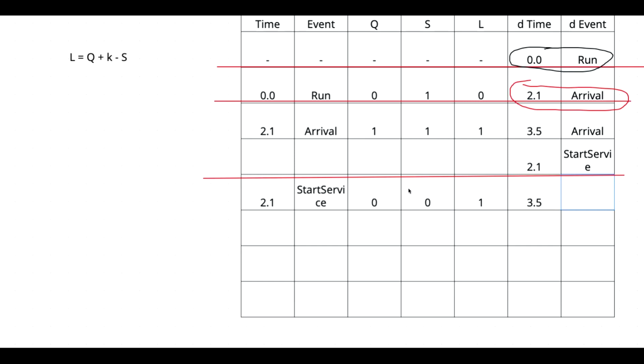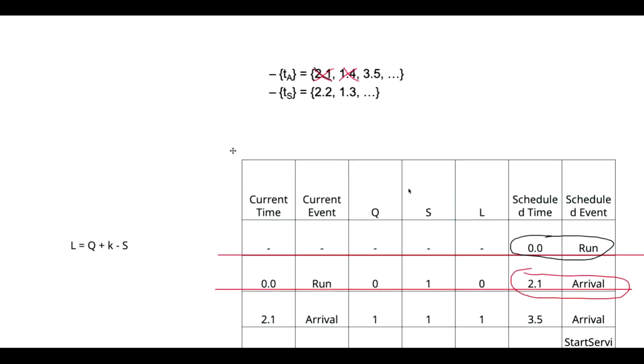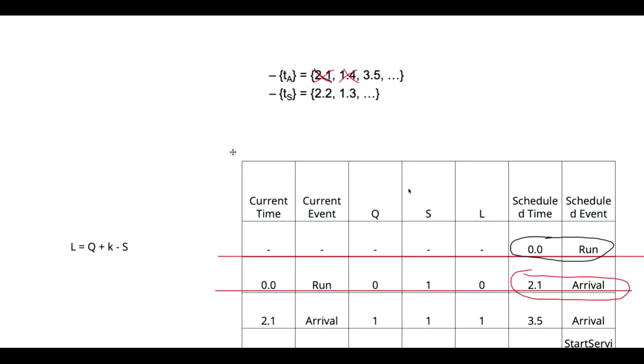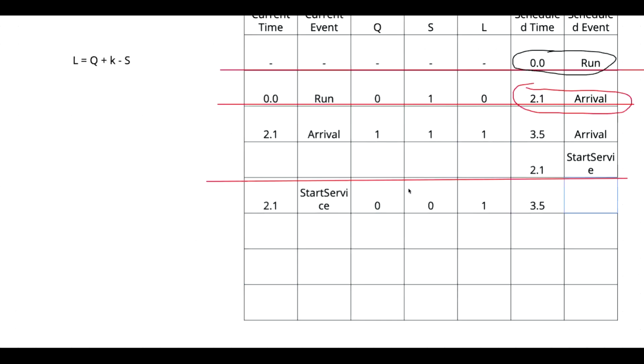Okay, but then what about the end service? So we schedule an end service with a delay of 2.2. That's the thing. So 2.1 plus 2.2, last I checked, is 4.3. Okay, and then that is all for this event.